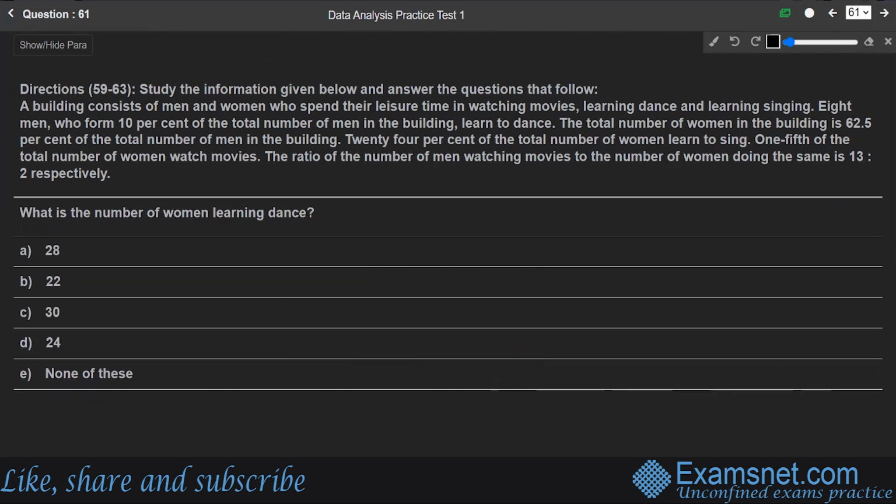Now, he's asking about the same chart. What is the number of women learning dance? We have already calculated the women learning dance in the chart. It was nothing but 28. So that can be directly referred from the chart.